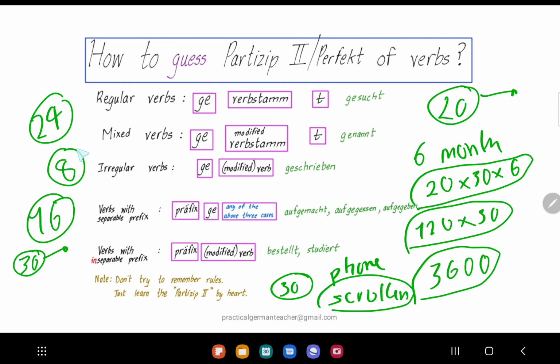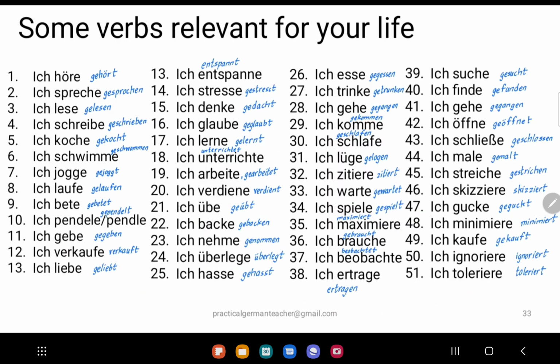So you divide your 16 hours into 20 windows of 30 minutes and just check for those 30 minutes which verbs you need in German, and this way you will have all the verbs you need for your daily life and also the participle form. Having said that, you already learned these 51 verbs in the second session, I believe. Here, I have already written the participle or perfect of these verbs. You can go through them.